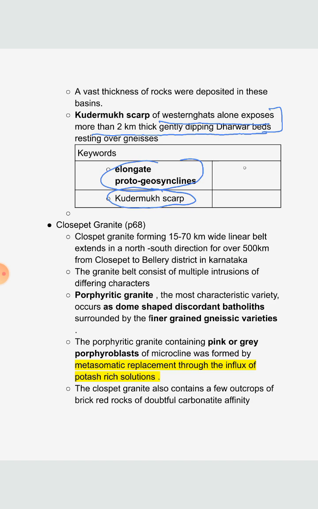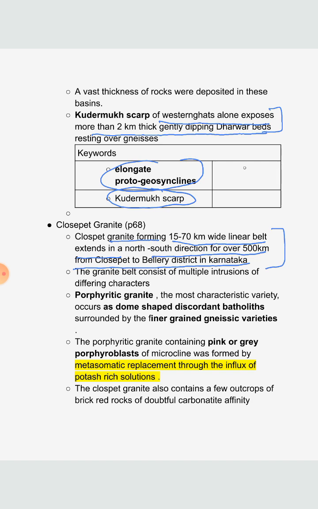these are elongate depositions in the elongate proto-geosyncline. What are Closepet granites? Closepet granite formed in a 50 to 670 km wide belt extending in the north to south direction for over 500 km, from Closepet to Bellary in Karnataka. This is the geographical location.